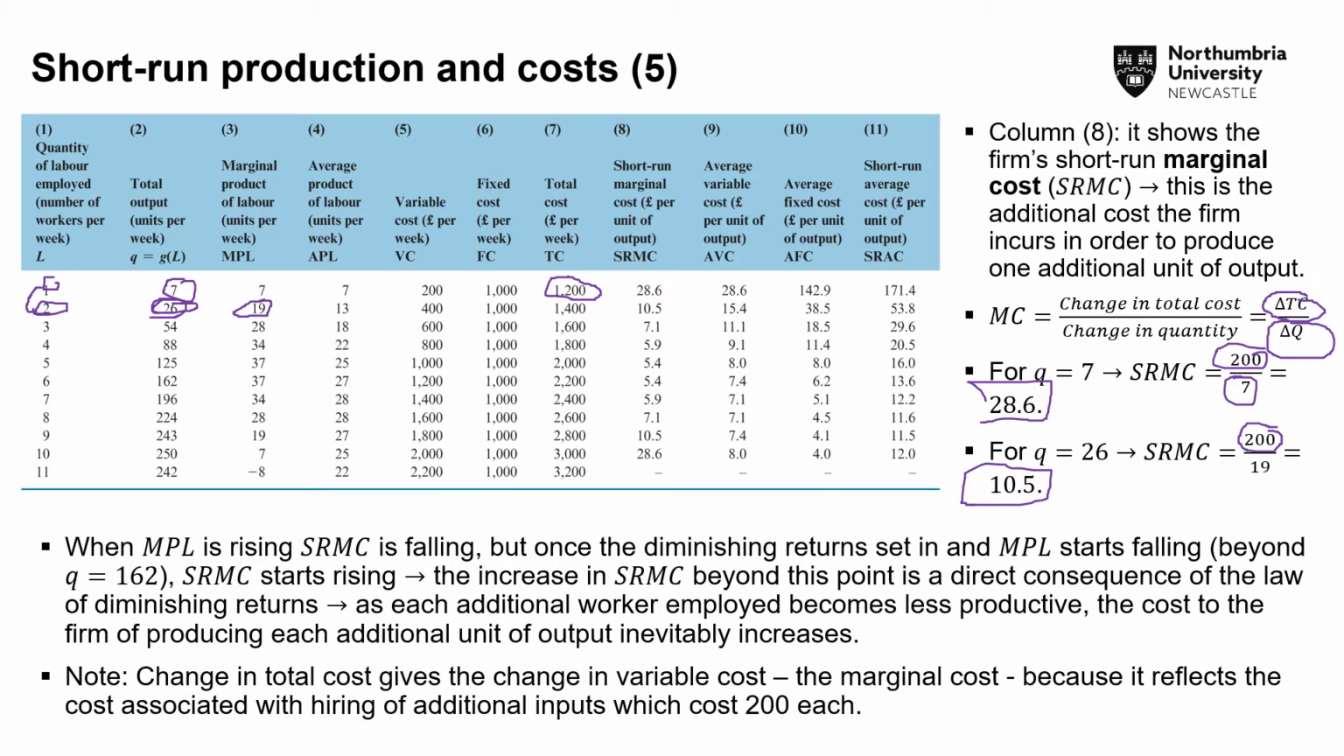But as you know, the law of diminishing returns will set in. That is when output per worker will begin falling as we employ additional workers, yet the cost will remain the same. And the result of that is that we have a rising short-run marginal cost.